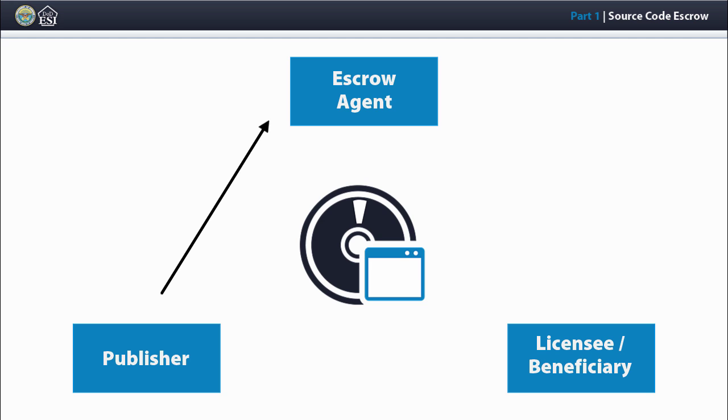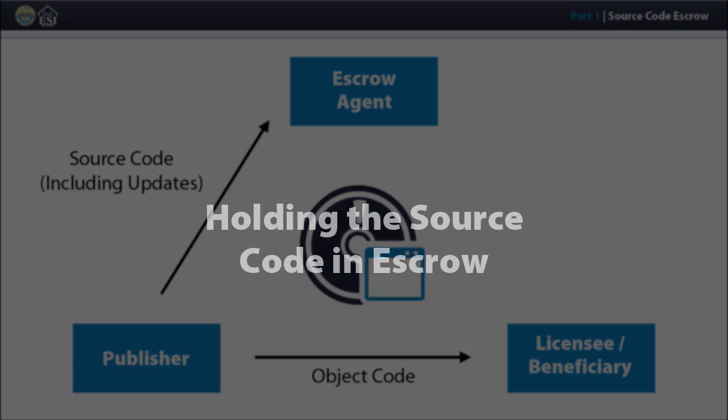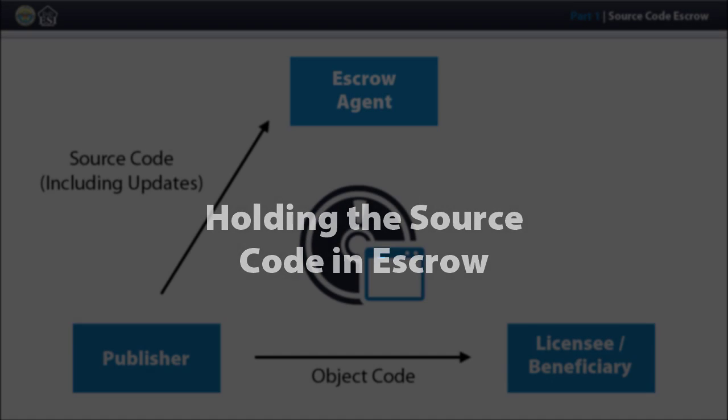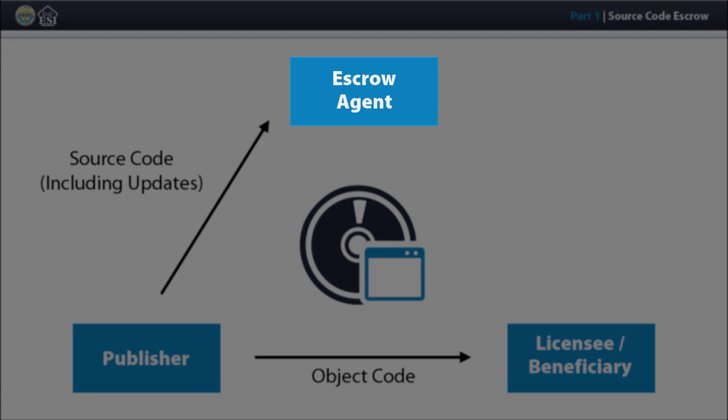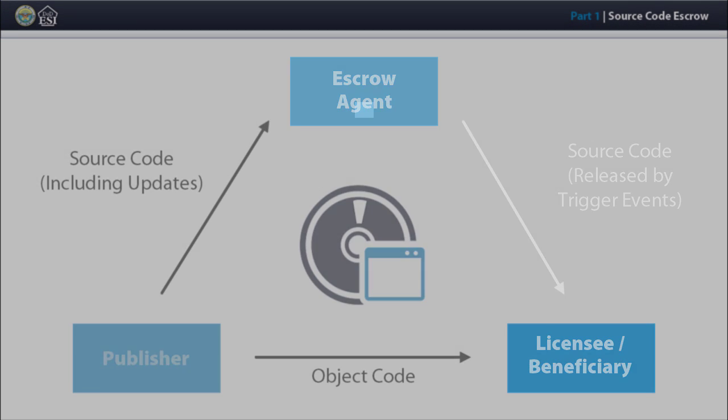In essence, an independent third party is engaged by a software publisher and the software buyer or licensee to keep a copy of the source code in its custody. This is also referred to as holding the source code in escrow. The independent third party is called an escrow agent. The escrow agent is permitted to release their copy of the source code to the licensee only under specific circumstances, also known as trigger events.